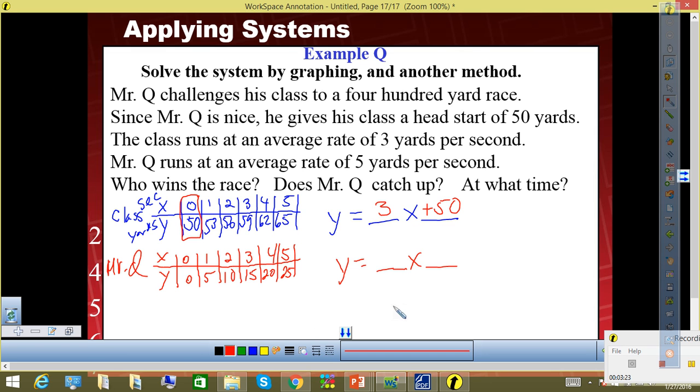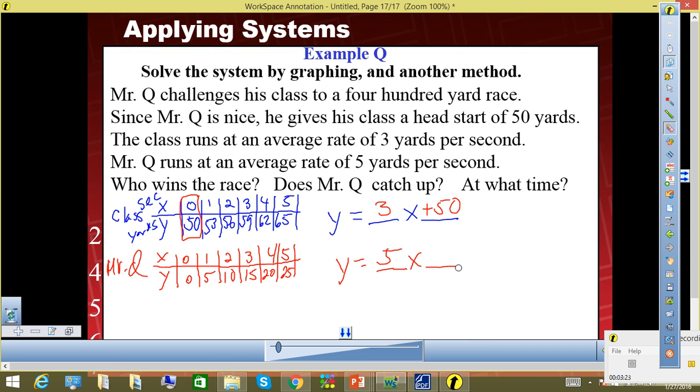Talk it over, see what's missing there. Okay? So what's our equation for me? Y equals 5x. That's it? That is correct, because I don't have anything from the beginning of the race.